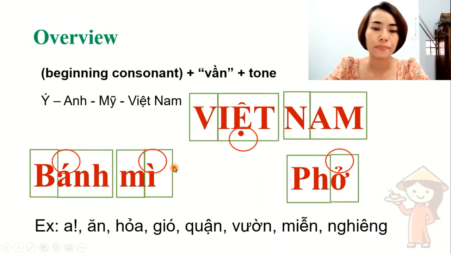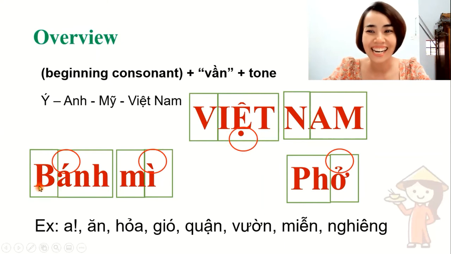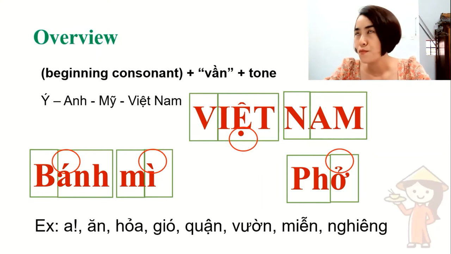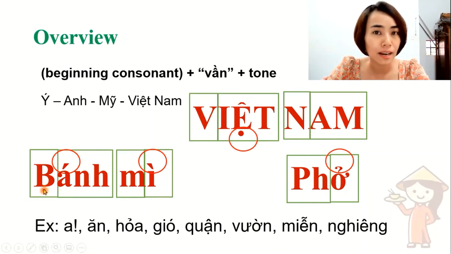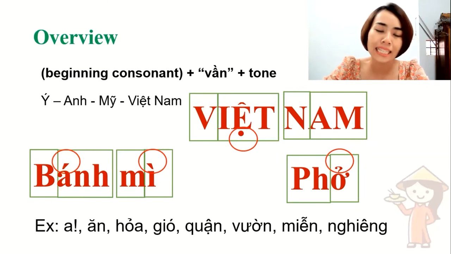And next one. Try this. So we have bánh mì, right? The most popular and delicious fast food in Vietnam, and so cheap. Okay, bánh mì. So, b here is the beginning consonant, and the a and h is van, and the tone is sắc. Okay, bánh.